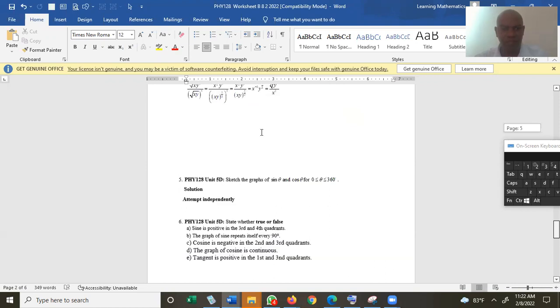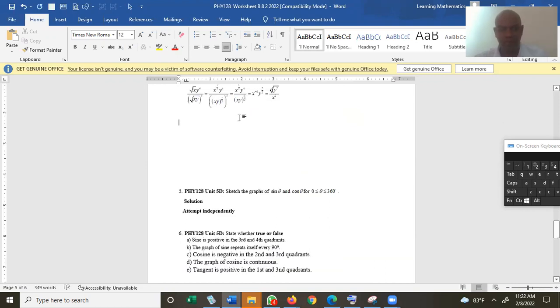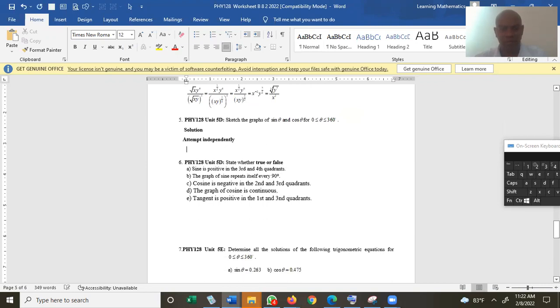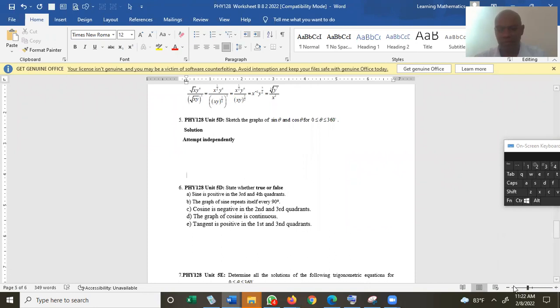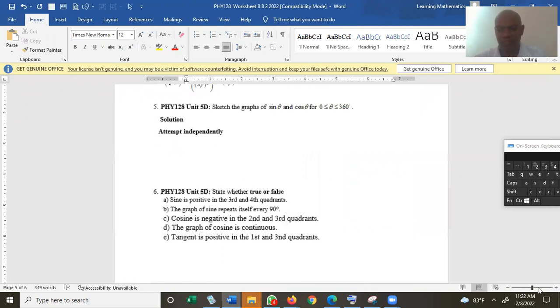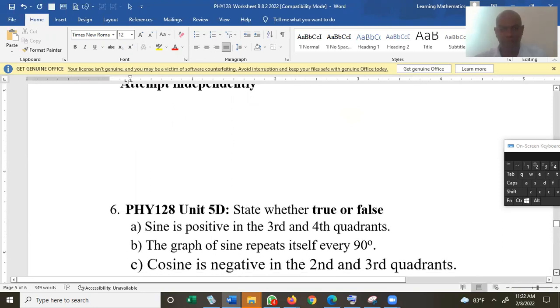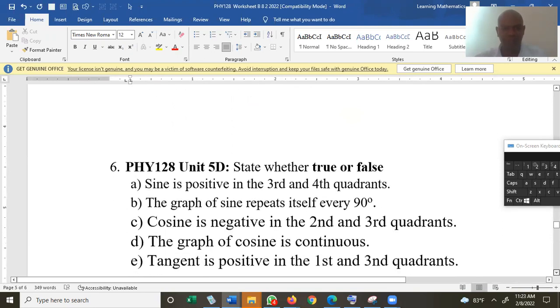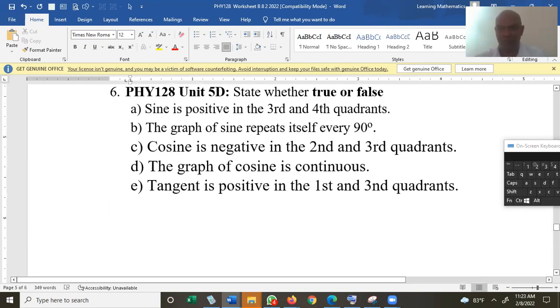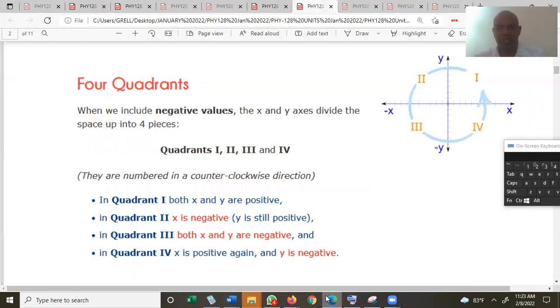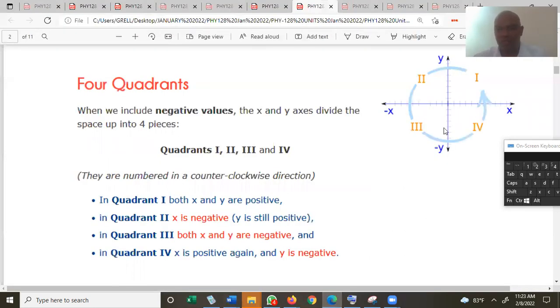The question says, or the statement says, sine is positive in the 3rd and 4th quadrant. Third and 4th quadrant, is sine positive? Remember, we know that sine is opposite over hypotenuse.